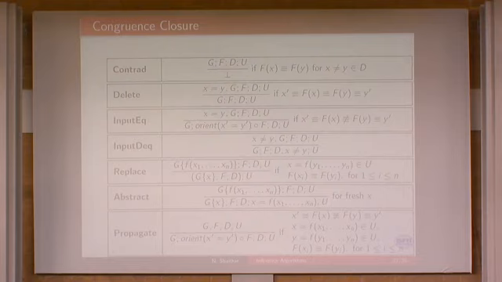So you're given, for example, x is equal to y, but f of x is different from f of y. Is that satisfiable or unsatisfiable?